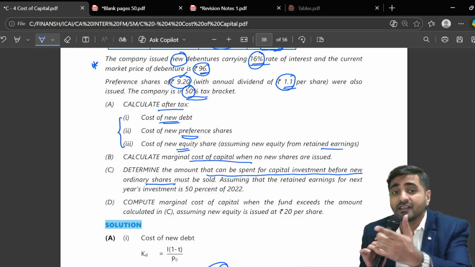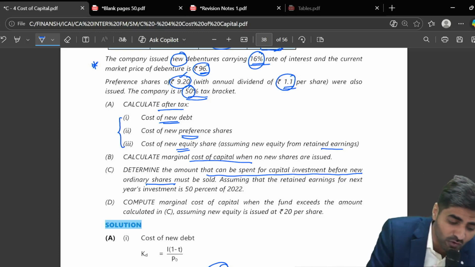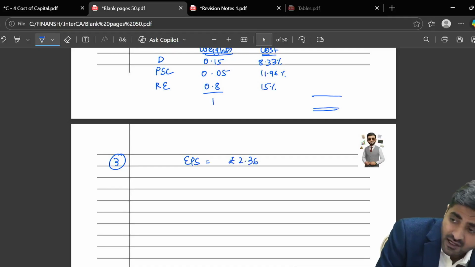For that, do you have any reserves and surplus in the question? Now see, you have reserves and surplus. How do I have reserves and surplus? Just check. What was my EPS? 2.36. How much dividend am I paying? 50%. So that is nothing but 1.18.